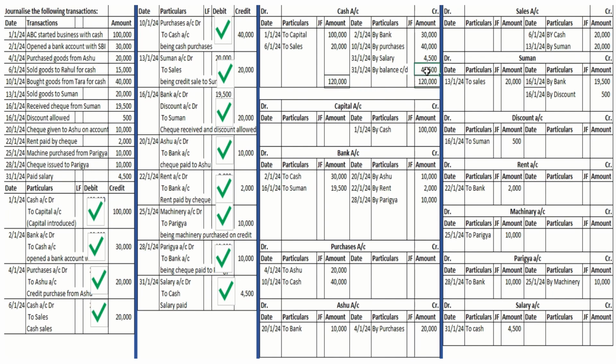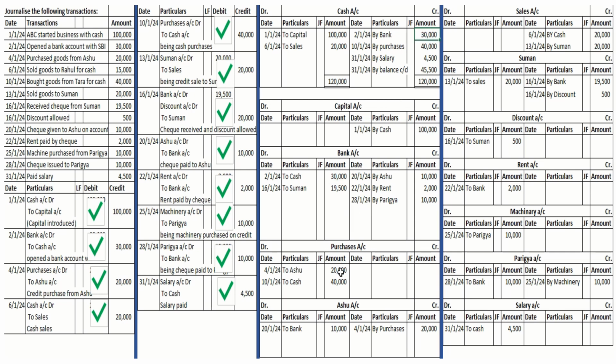This is the way we are making the balance. See, you can understand from here, in this cash account we have 100,000. By way of sales, we got 20,000. So our total cash becomes 120,000, and 30,000 we deposited in the bank. This is the corresponding entry.